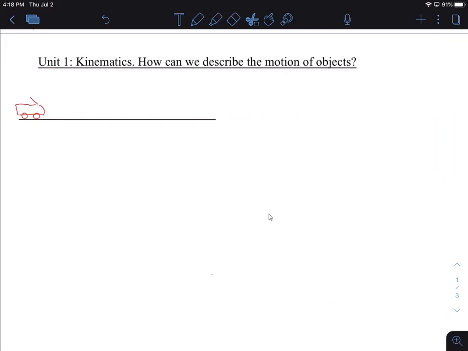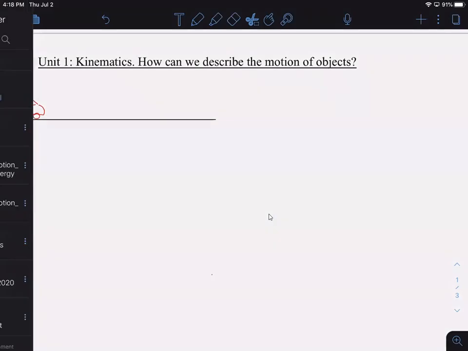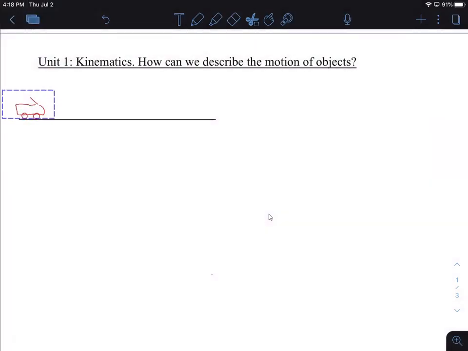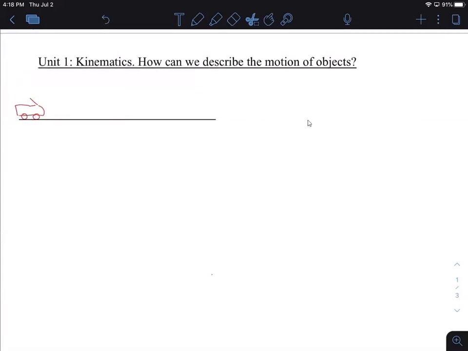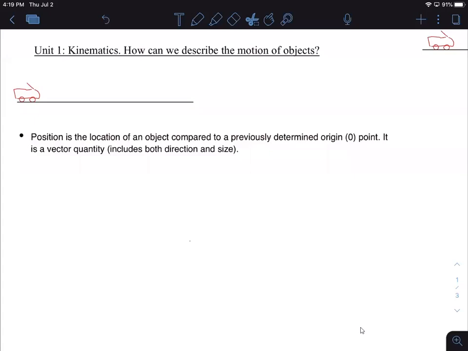So the first thing to think about is how we can describe this motion. What words could we use to describe the motion of this buggy, this toy car, as it's moving along? The first thing that comes to mind is its location, where it is. In physics, we use a specific vocab word for that location, and that word is position. Here's our definition: position is the location of an object compared to a previously determined origin point, and it's a vector quantity. We'll get to that in a second.